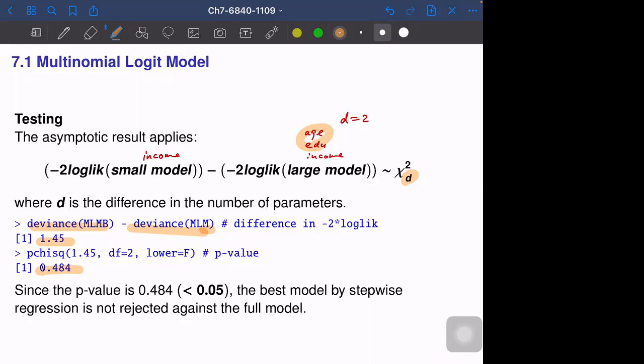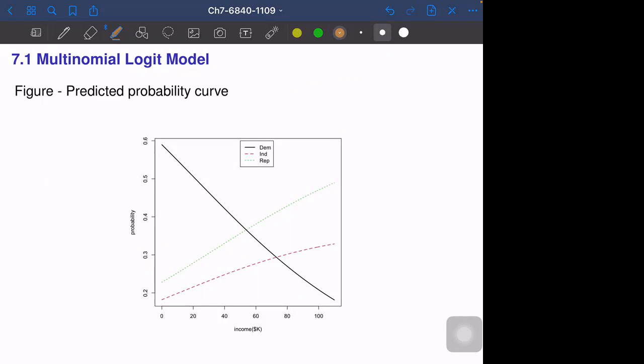And this is the predicted probability curve based on the model, the best model. And this is the income. The x-axis is income, and the y-axis is probability. So for Democrat, the higher the income, the probability of the supporter is declining. And for the Republican, it's higher. And you can see that the independent is always lower than either Republican or Democrat.